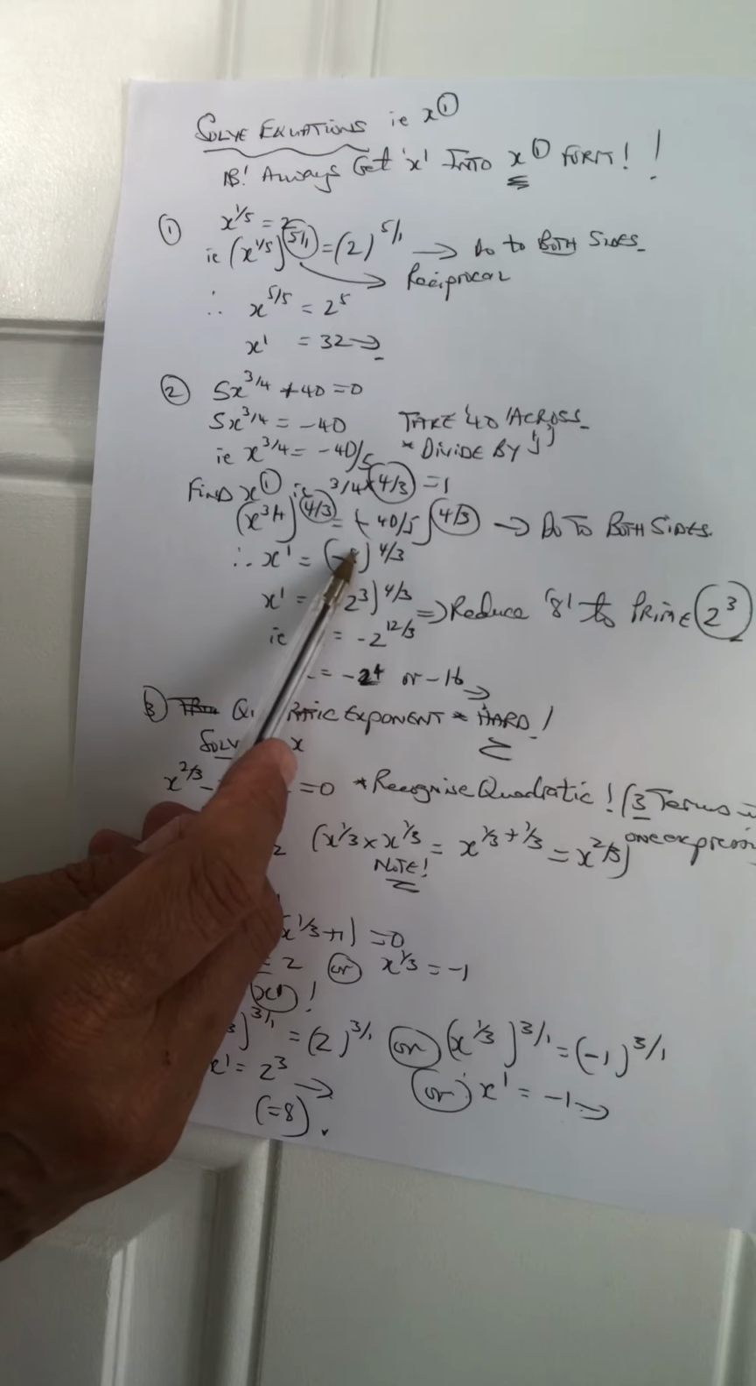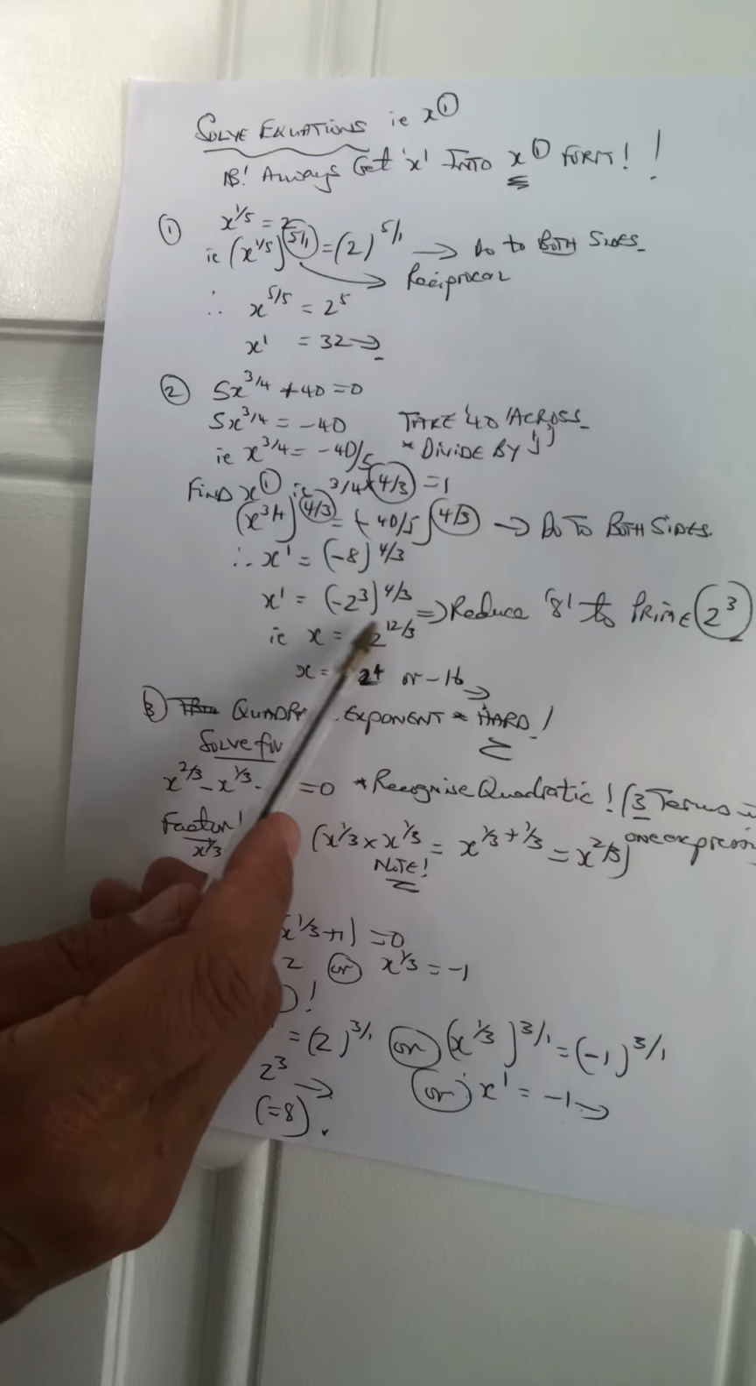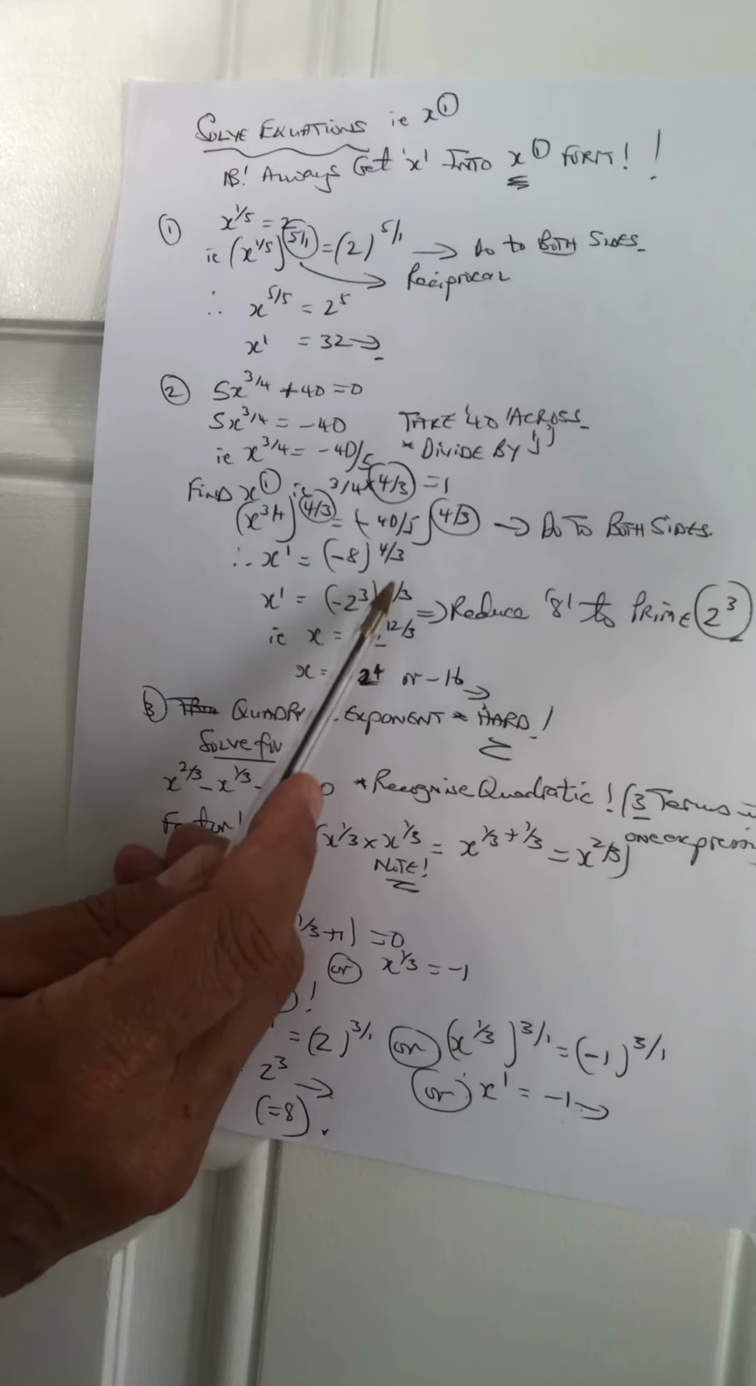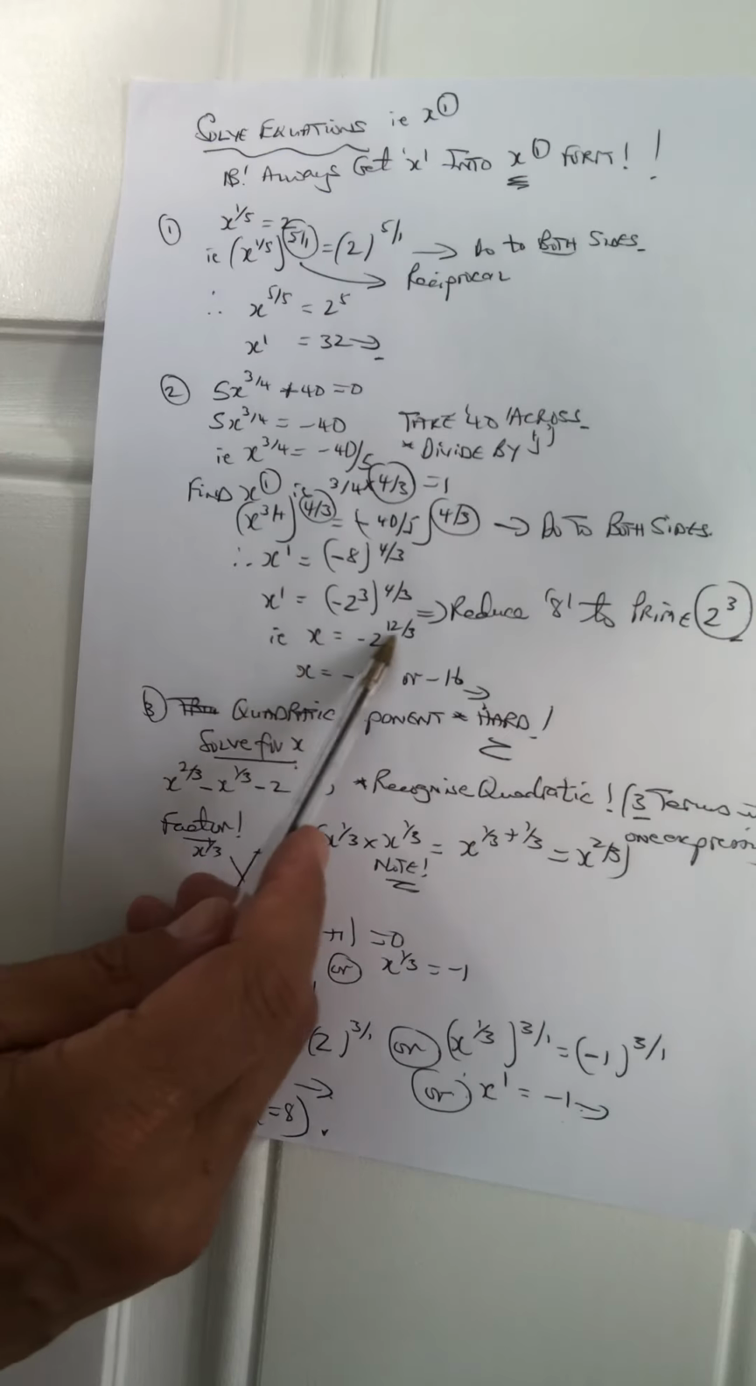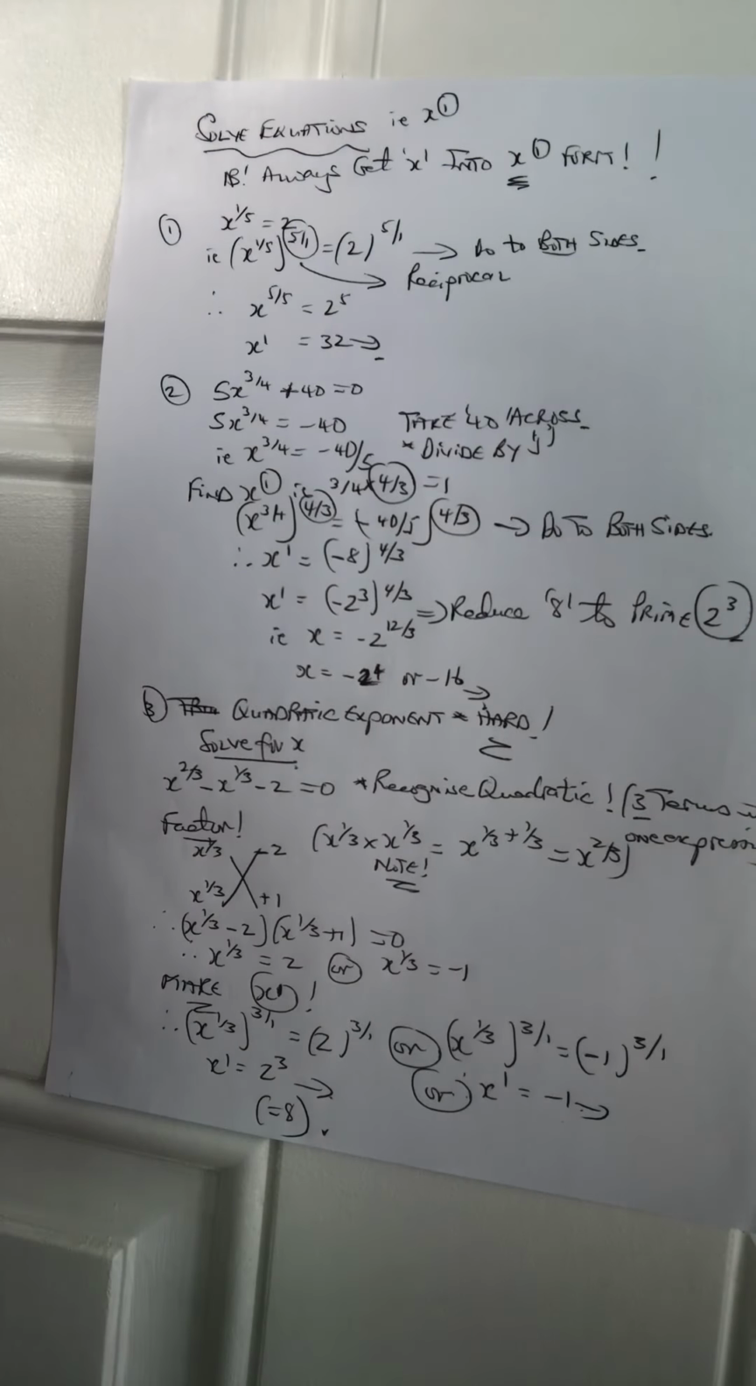Minus 8 is from that. Don't forget 8 is not prime. Minus 2 to the power of 3, all to the power of 4 over 3. And then I end up with an answer of that.